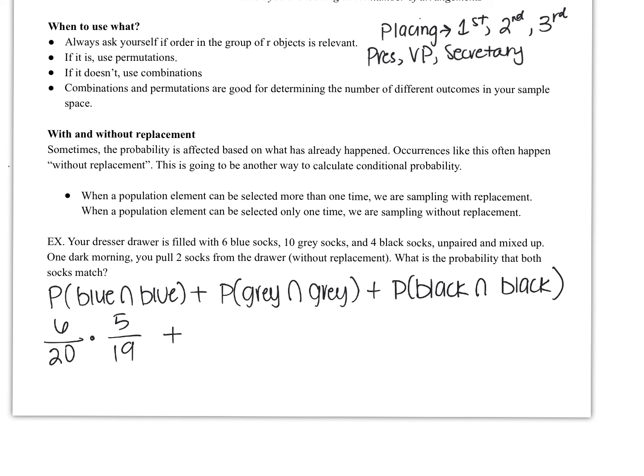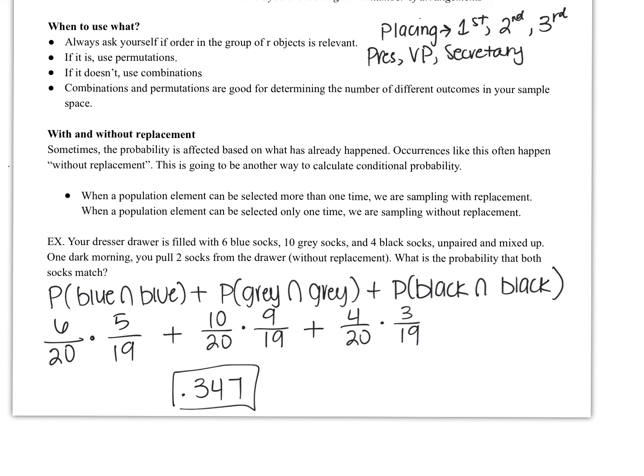Now we move on to gray. 10 out of the 20 socks are gray, so the probability of the first sock being gray is 10 out of 20, times 9 out of 19 for the second sock. And then lastly, the black socks: 4 out of 20 times 3 out of 19. We're going to multiply our probabilities together, add them up, and we're going to end up with 0.347.